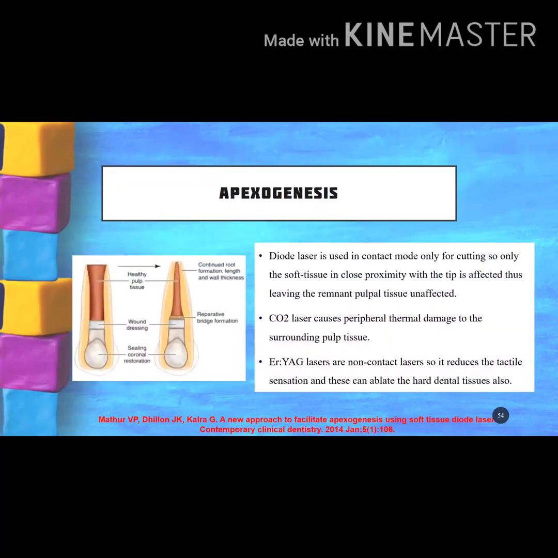Now, apexogenesis. The diode laser is used in contact mode only for cutting, so only the soft tissue in close proximity with the tip is affected, thus leaving the remnant pulp tissue unaffected. The CO2 laser causes peripheral thermal damage to the surrounding pulp tissue, so the CO2 laser is not used. Er laser is used in non-contact mode. It reduces the tactile sensation, and this can ablate the hard dental tissue. So Er laser is also not used.